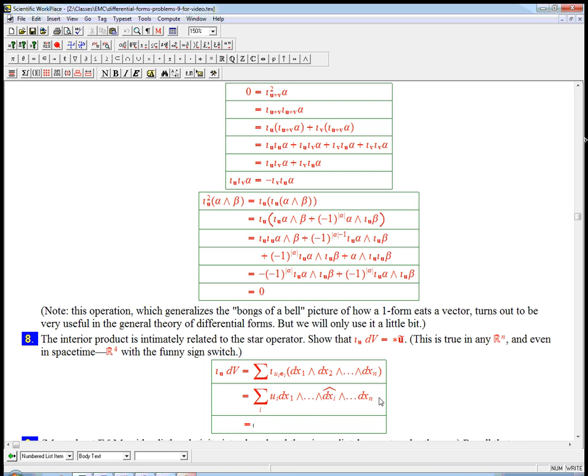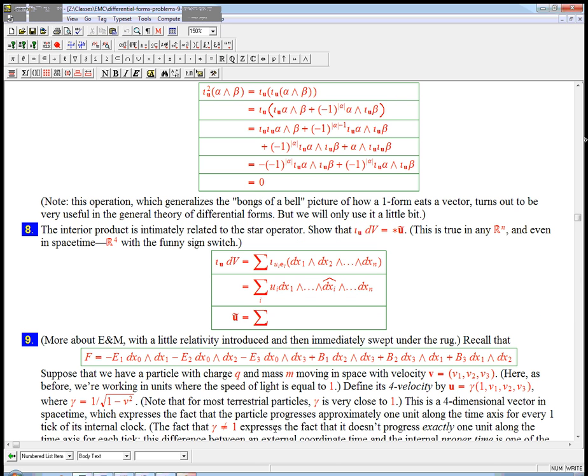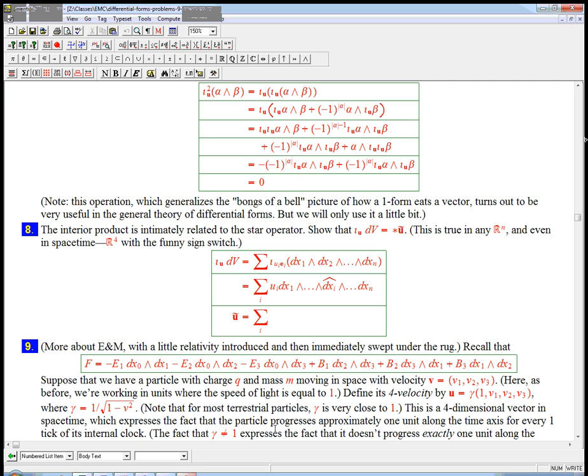Because what was u tilde? Let's just calculate the other side. U tilde, just this guy, was defined by taking the components, the ui's, and just pairing them with the dxi's. This is something where if we do have a special component in space-time with the funny sign switch, you would get a different sign for the dx naught component.